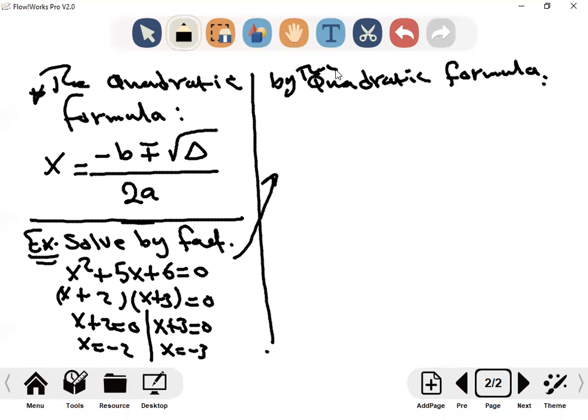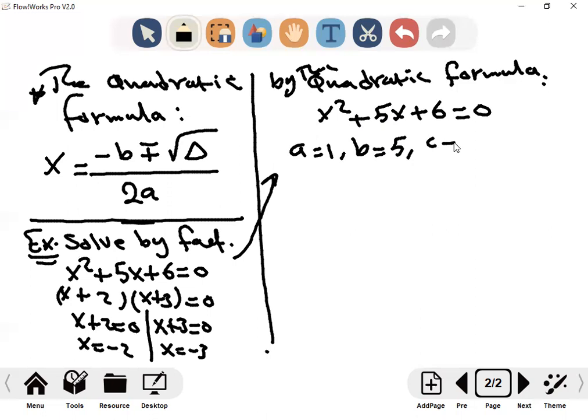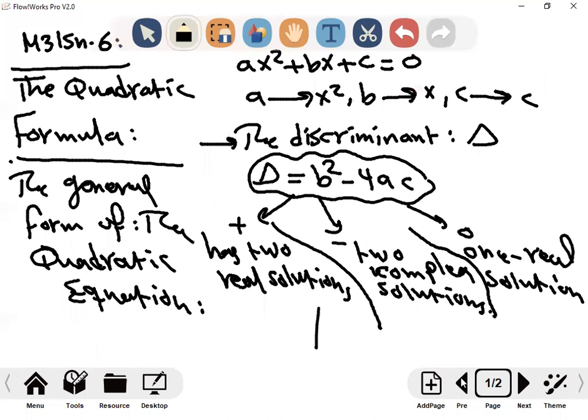We have only one formula. But x power 2 plus 5x plus 6. First step, prepare a, b, c, always. a is what? 1. The coefficient of x power 2 is 1. b is 5. c is 6. Prepare delta. What's the formula? b power 2 minus 4ac.